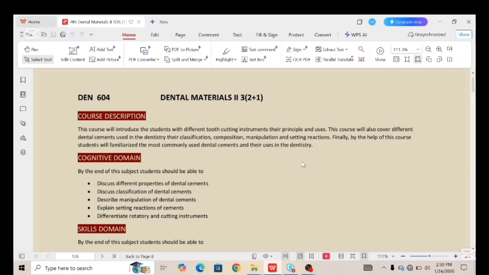This was the overview of dental materials. In the next lecture, we will start with the first topic, which is dental amalgam.